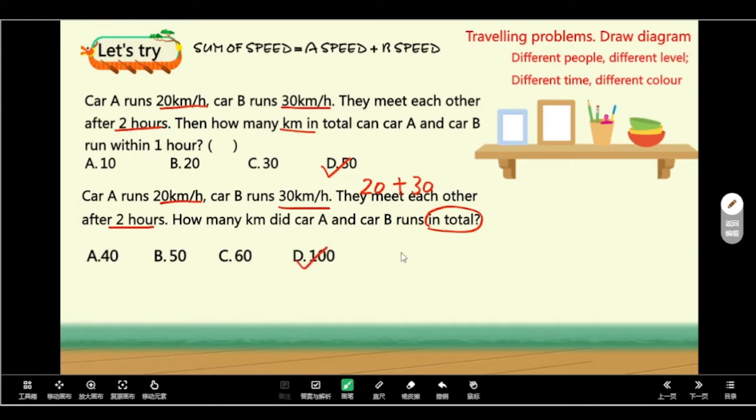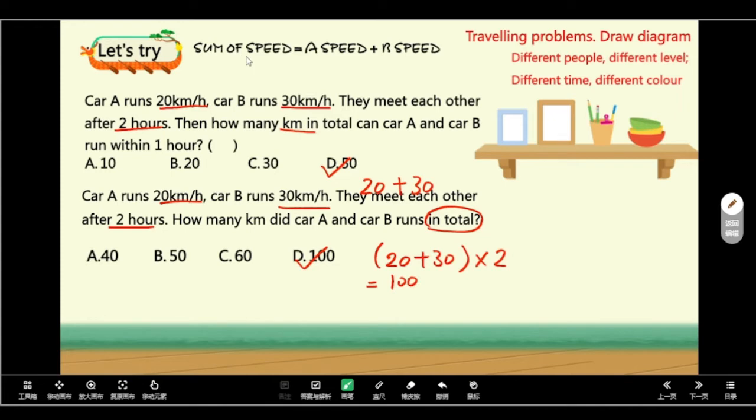Yes, 100. How did you calculate? You use the 20 plus 30, that is for 1 hour, right? If we know for 1 hour is 50, so how about for 2 hours? We just multiply that by 2. So we can get the answer is 100.